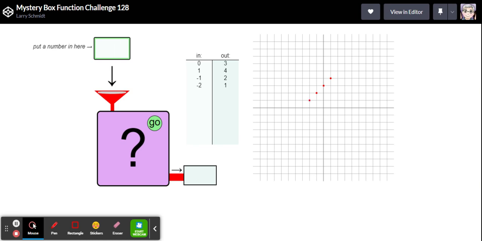Yeah, so this appears to be a linear function, at least so far. We should do some values further out. Let's do a negative 5. Seems to continue the pattern. How about a positive 5? Oh, okay, so that does not continue the linear pattern.